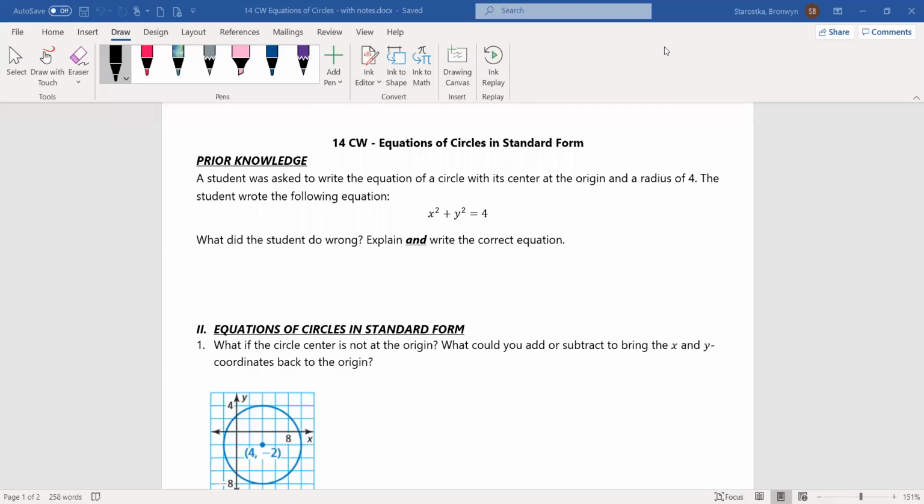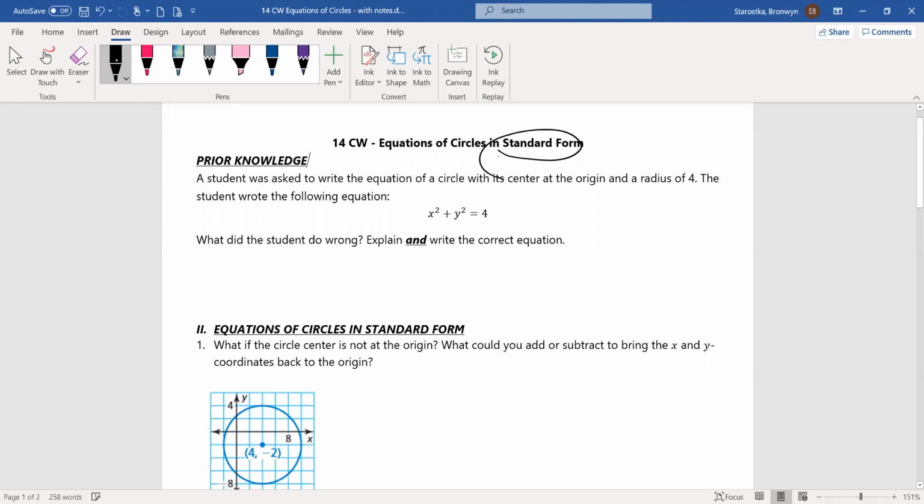Good morning. Here we are, the very last lesson in the circle unit and the very last lesson in the year. Crazy. Today, Unit 10, Classwork 14, Equations of Circles in the Standard Form.